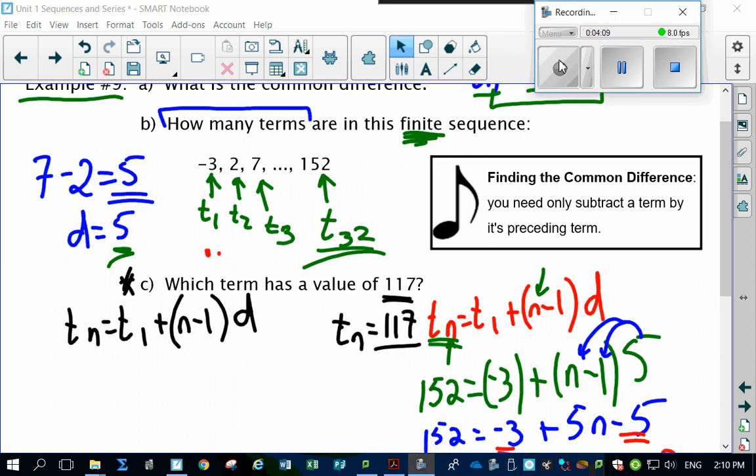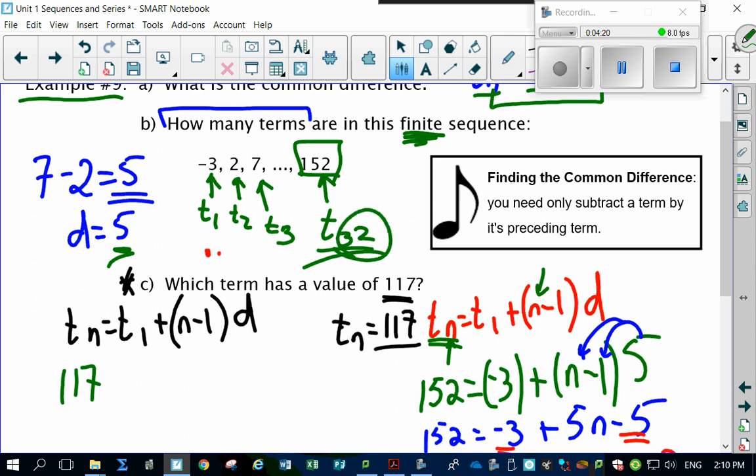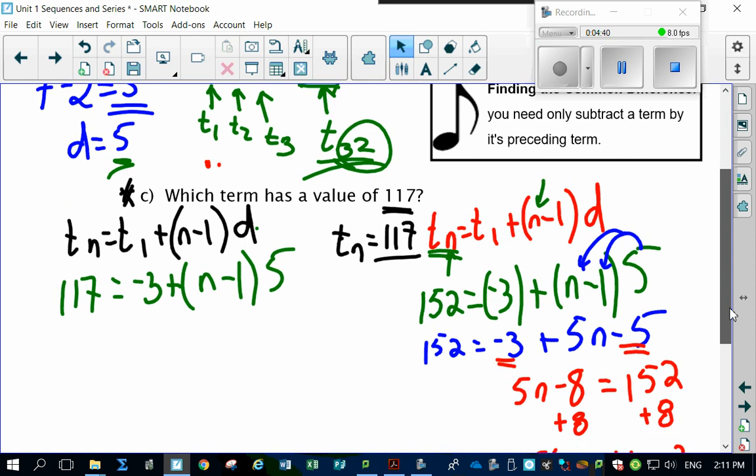If we keep this going now, look, Tn is 117. But wait, I know what you're saying. Wasn't Tn 152? Yeah, for this question it was. And we found that the n is 32. That's what we're doing. Exactly the same thing. Remember, Tn can be any term. T1 is minus 3. N minus 1, we don't know. D is 5. Okay, let's see if we can figure a few things out.